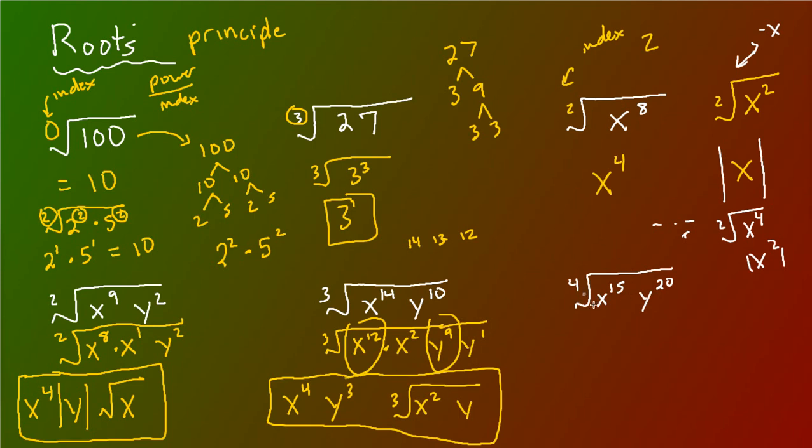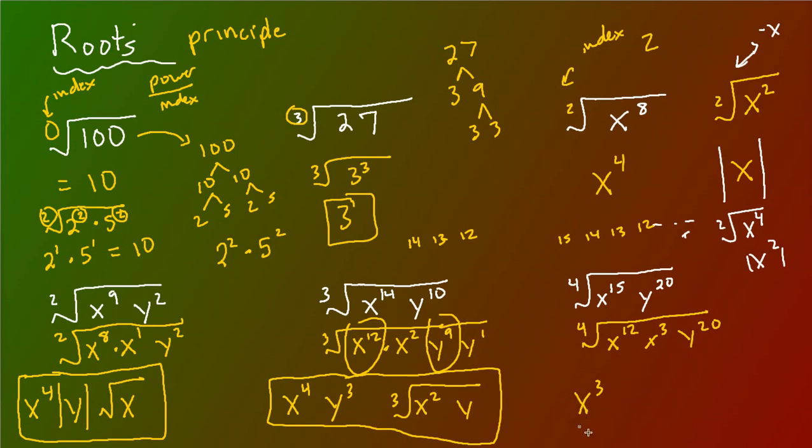Okay, so now I'm doing a fourth root. So I need these divisible by 4. So if I think of 15, 14, 13, okay, 12 will work. So I have the fourth root of x to the 12, x to the 3. So those powers need to add up to the 15, and y to the 20 is fine the way it is. All right, so the fourth root of x to the 12th is x to the third.